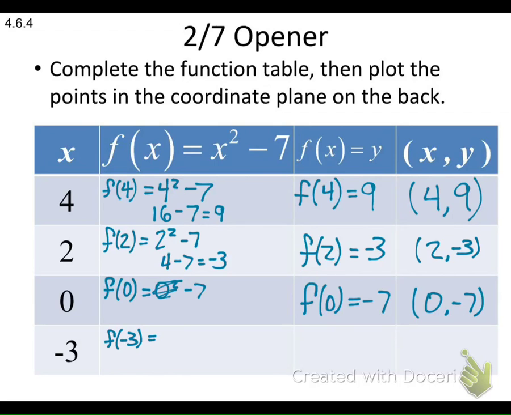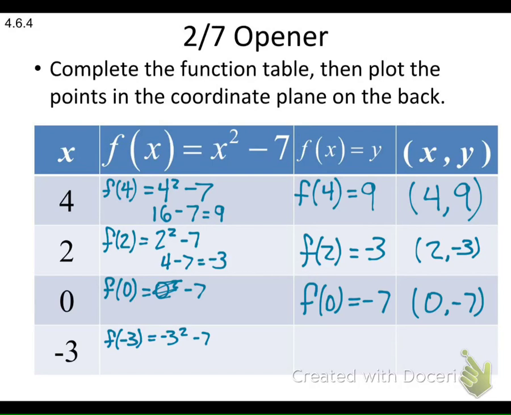This one. Oh, it's 3. Never mind. Okay, so what am I going to write here behind the equals sign? f of negative 3 equals negative 3 squared minus 7.